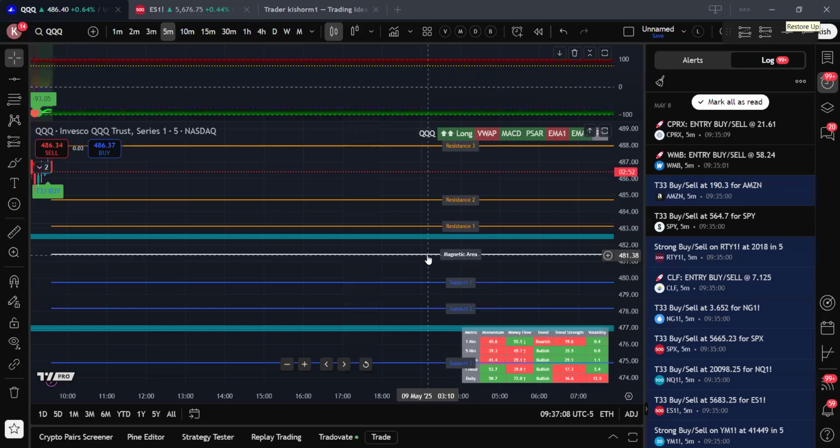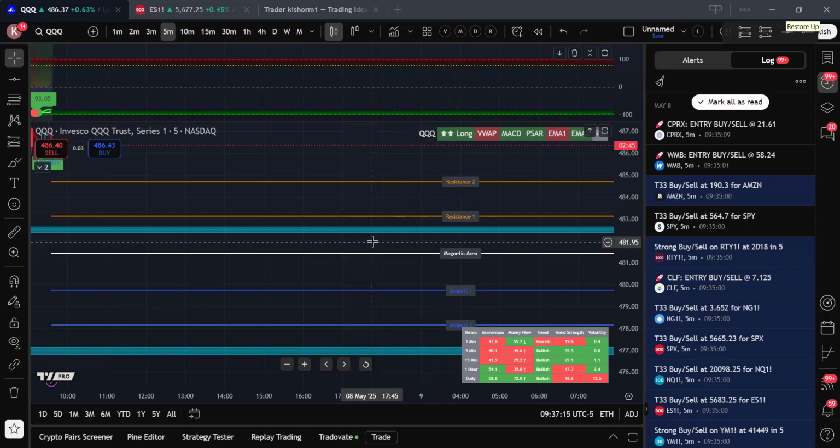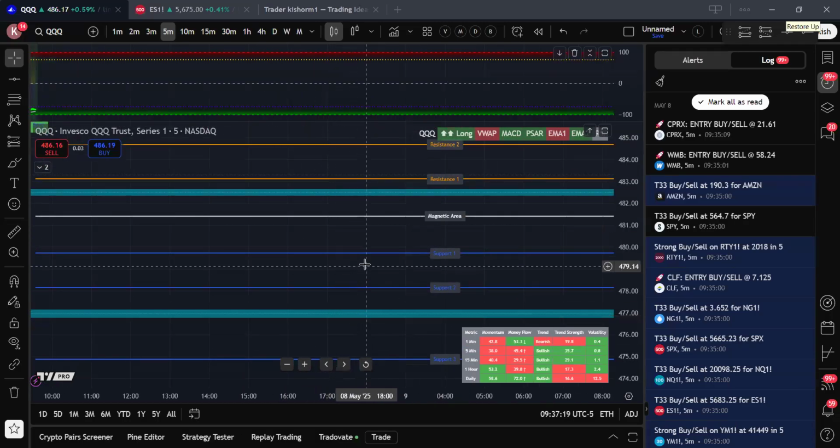So generally, if price is above this one, we should look for the buy signals. That means it is bullish. Buyers took the control, took the price up. If price is below this area and if we get a sell signal, that is generally a good one.